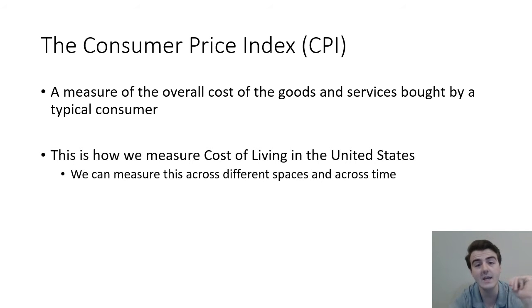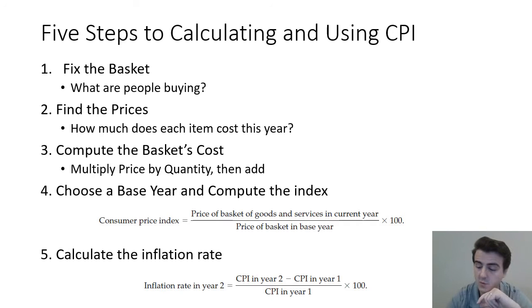So how do we calculate it? Well, it looks a little something like this. First, we fix the basket. That was our apples and potatoes, right? We find out what people are buying and how many of each good they are buying. We do this through surveys, right? Then we find the prices.